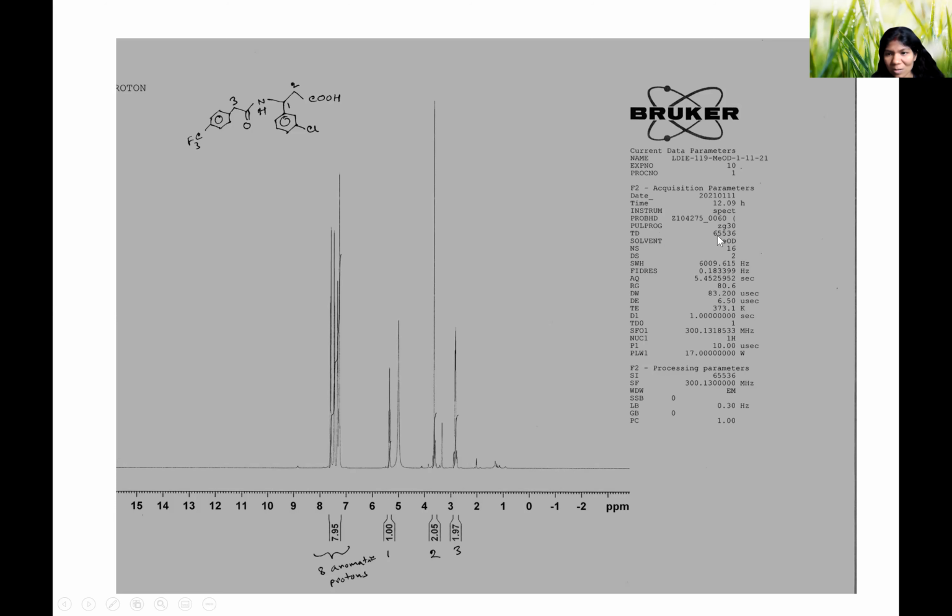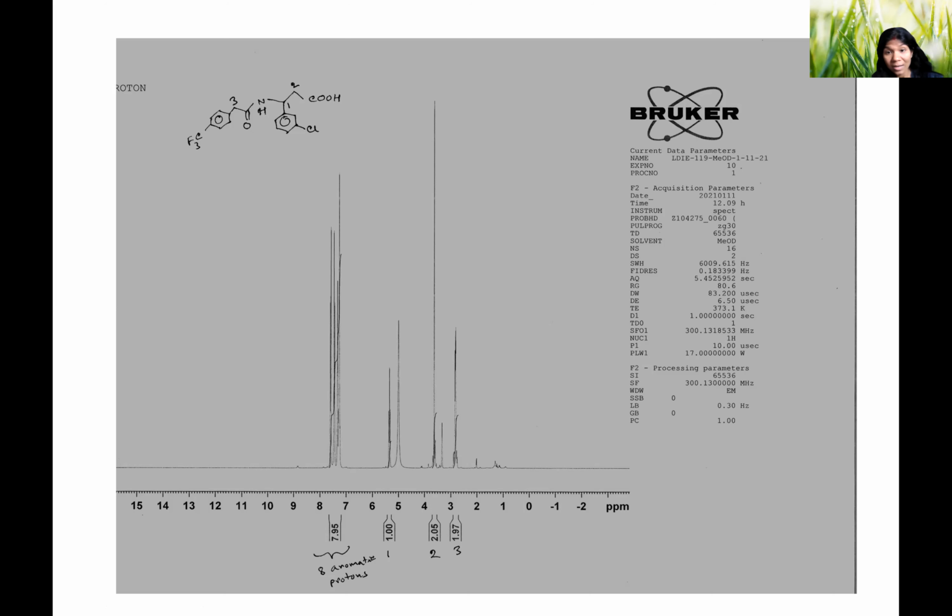So we'll see the solvent interference peaks at 3.3 and around 5. These are the solvent residual peaks of methanol D, and we do not see any other extra peak over here. So this is also an absolutely pure compound.